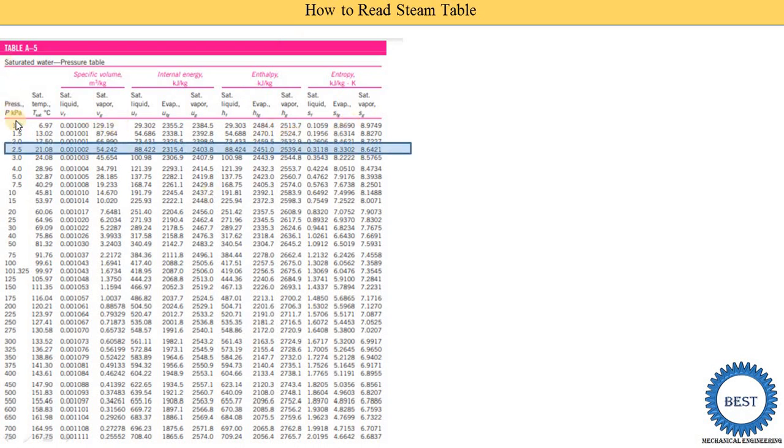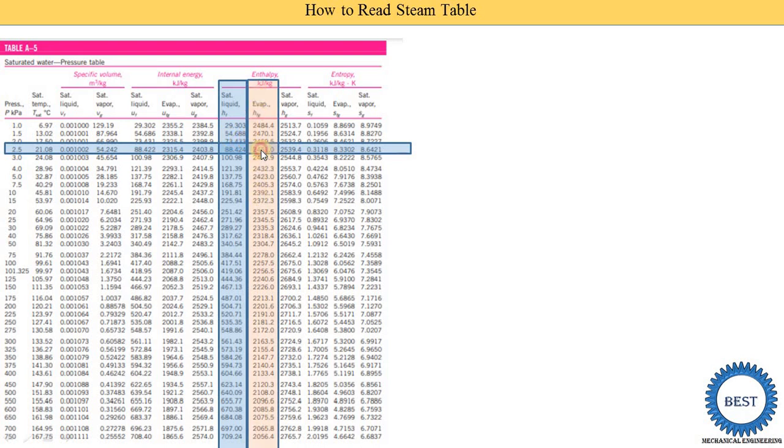Now suppose you need to find any property of the steam at 2.5 kilopascals. First you follow the first column and find 2.5, and then move along the horizontal line. Suppose you need the saturated vapor enthalpy, that is Hg, then you can read 2593.4. Suppose you need the entropy of evaporation, Sfg, that is 8.3302. In the same way you can find Hf; here you find Hfg, and here you find Hg in this column.